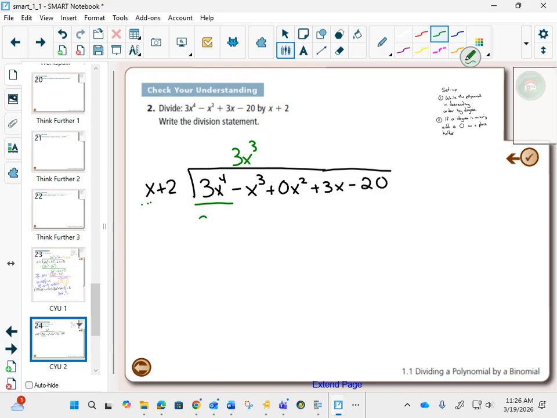3x cubed times x, of course, is 3x to the 4, and 3x cubed times a plus 2 is plus 6x cubed. I put it in brackets and subtract, and I get 0. Negative minus 6 is negative 7x cubed, and everything else, the 0x squared, the 3x, and the 20 can just come down.